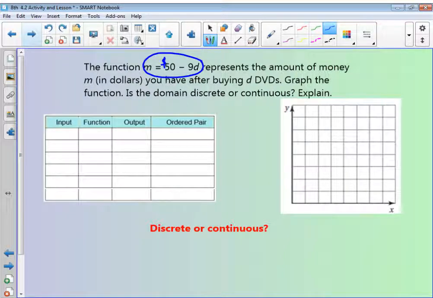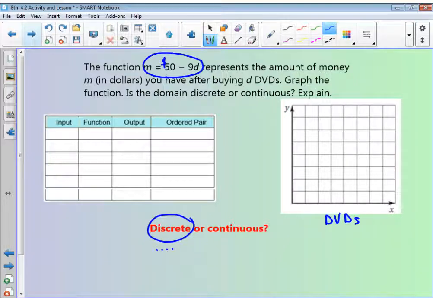So we get to pick our domains for this. So before we get going, let's discuss what could be our possible domains, or what type of domain it would be. So because this is representing our DVDs, can we buy a partial DVD? No, we can't go out and buy a half of a DVD. So that means it's going to be discrete. So we are just going to use dots, okay? No connecting of a line.